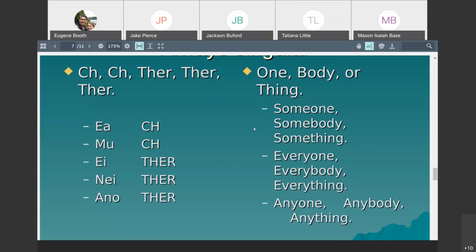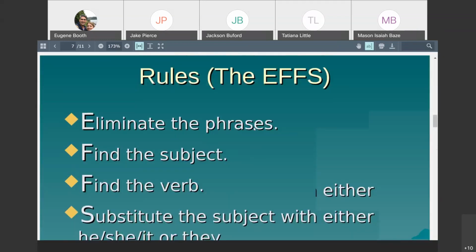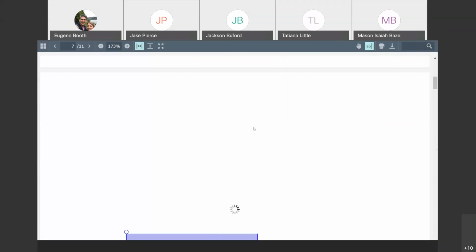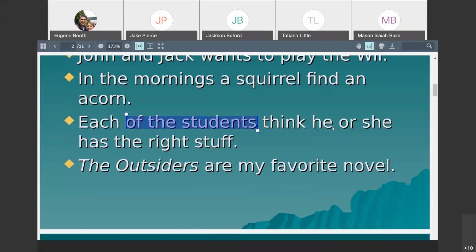Okay. Now, here's why that matters. Let's go back up here. Look at this sentence again. Each of the students thinks he or she has the right stuff. Now, again, I scratch out my prepositional phrase because I don't need it. It will just get in my way. It sucks the life out of the sentence. Prepositional phrases are like vampires. They suck the life out of a sentence.